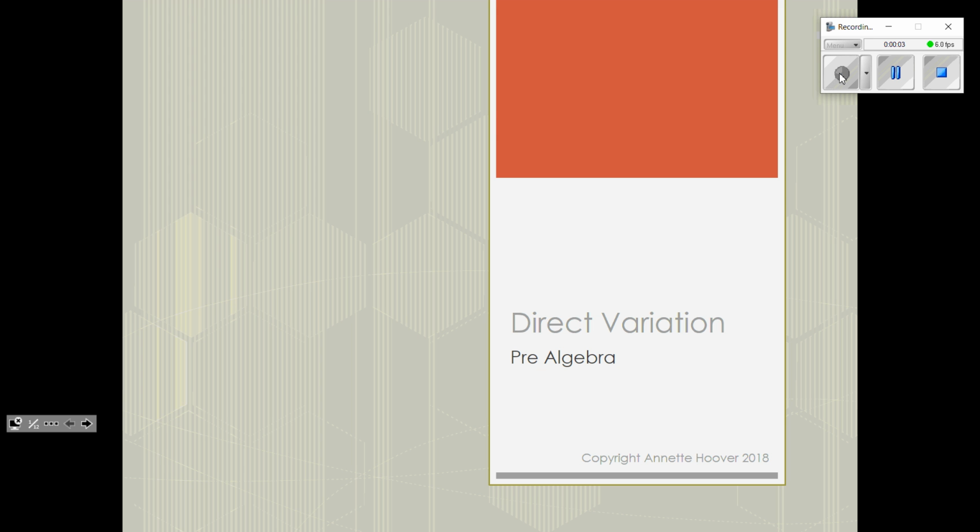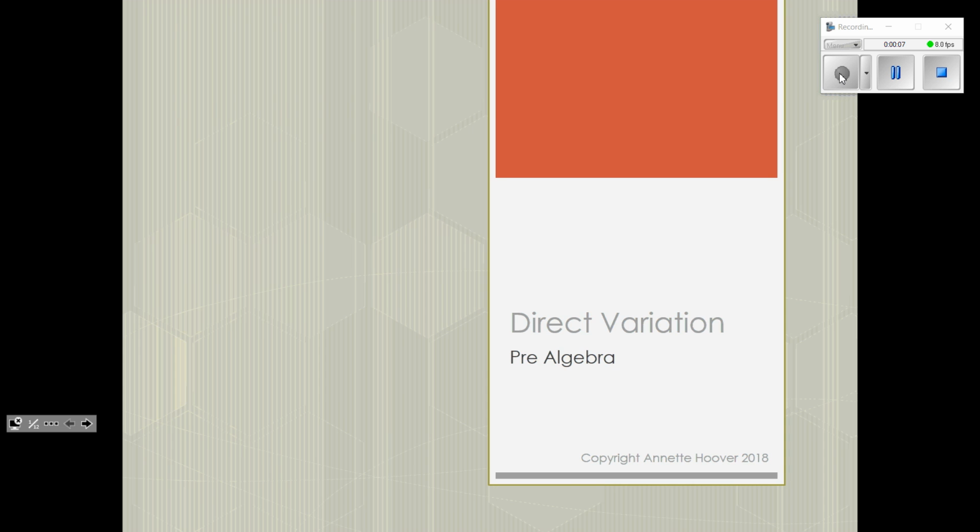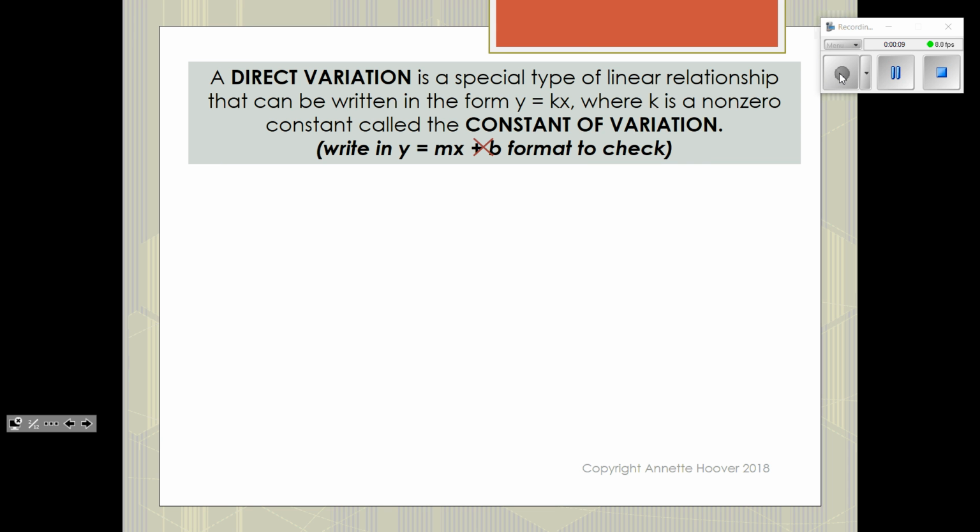Today we're going to look at what is called direct variation. In order to look at direct variation, first of all, you need to be familiar with something that we call the slope-intercept form of a linear equation. Y equals mx plus b.